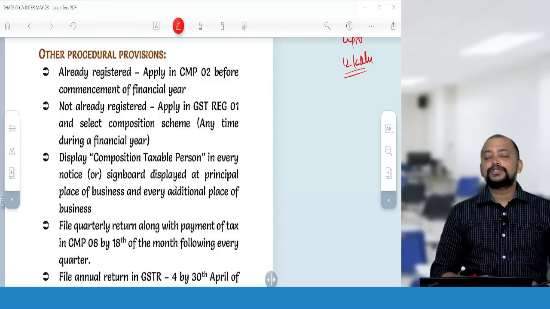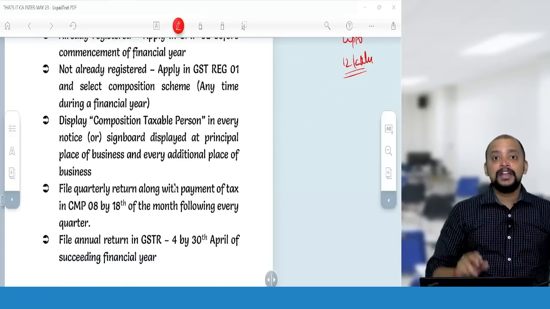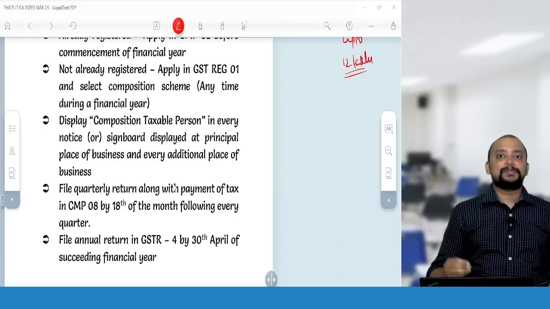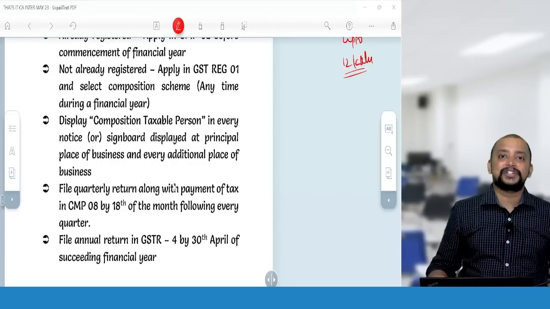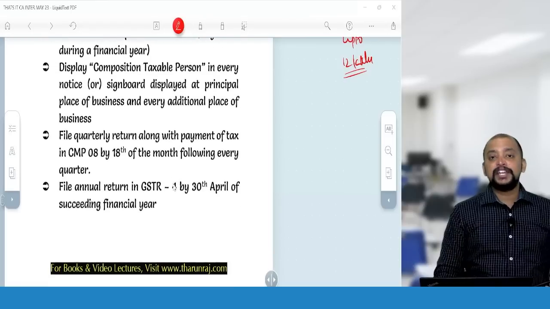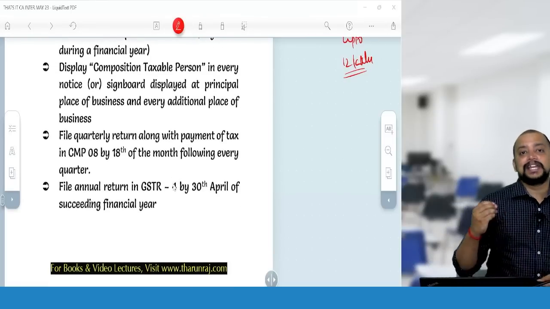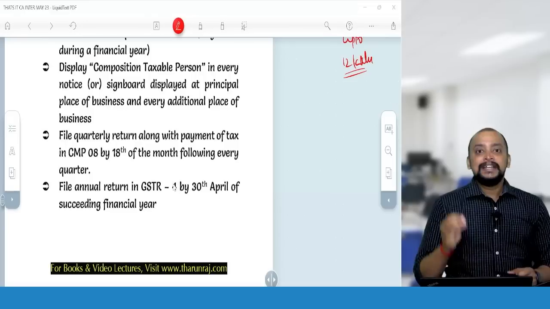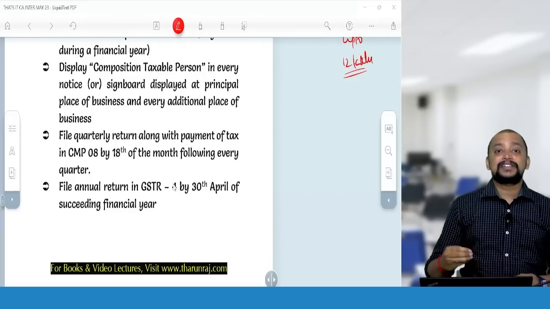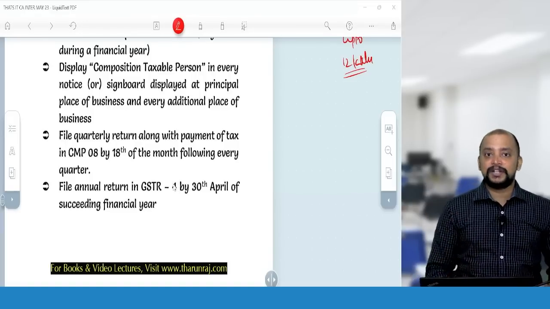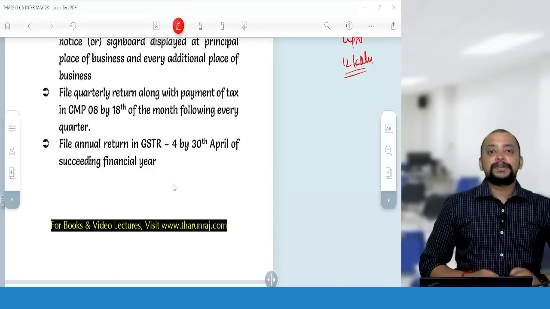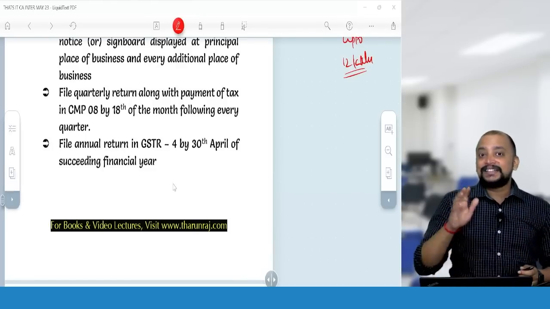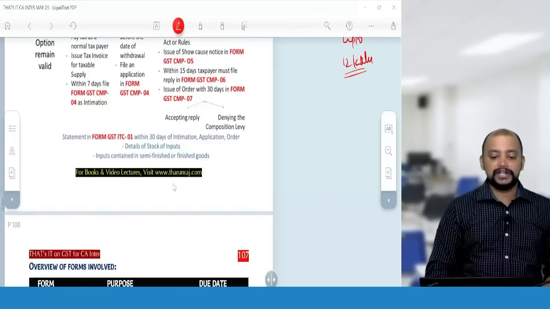And every person opting for composition scheme should display "composition taxable person" on every notice and signboard displayed at the principal place of business and additional place of business. Then they need to file a quarterly return in form GST CMP-08 by the 18th of the month following every quarter. The composition scheme person will also pay tax on a quarterly basis, by the 18th of the month following every quarter. And a person opting for composition scheme is required to file an annual return in GSTR-4 by 30th April of the succeeding financial year.